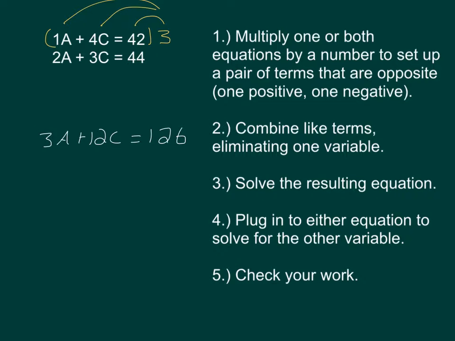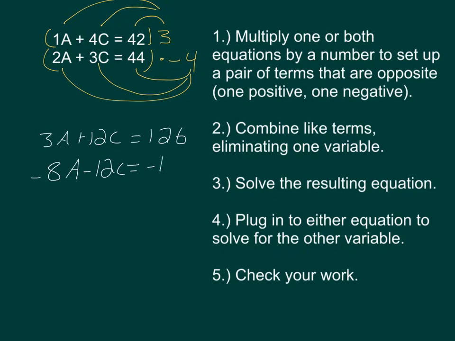Now for the other one, I have to get the C's to cancel out by being opposites. Now that means I'm going to be multiplying still to get to 12, but not just 12. I actually want to get to negative 12. So I'm going to multiply this one by negative 4. So when I distribute that, that brings me to negative 8a minus 12c equals negative 176.